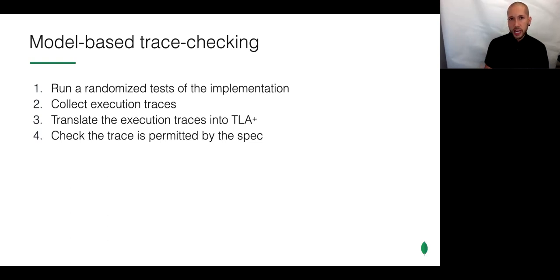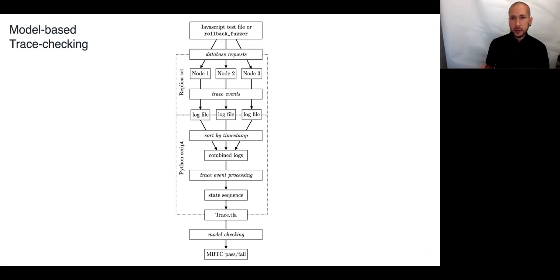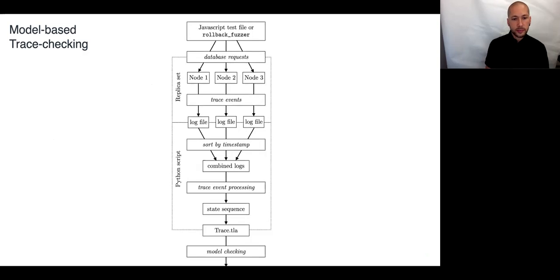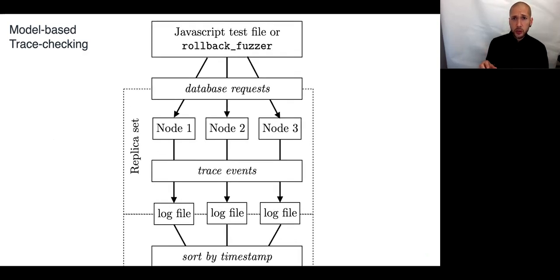We developed a Python script and a data pipeline for doing this kind of testing with the MongoDB server. To begin with, we chose a test to run. We chose a JavaScript randomized test called rollback fuzzer, which does random operations on the server while at the same time triggering rollbacks of uncommitted writes. This test generates database requests to each of the three nodes in the replica set, and each of them logs every state transition in its own log file.